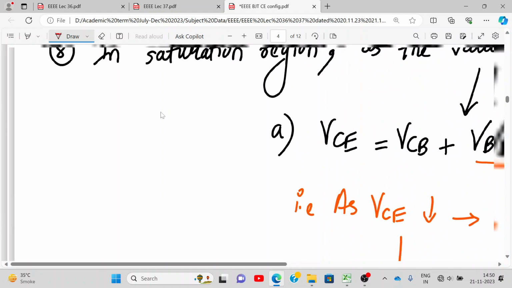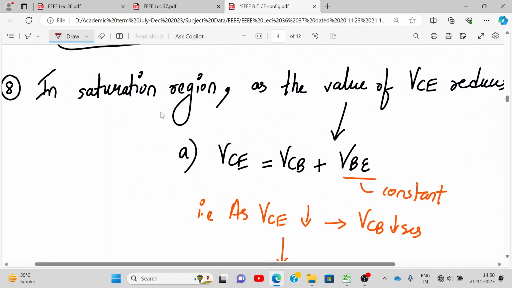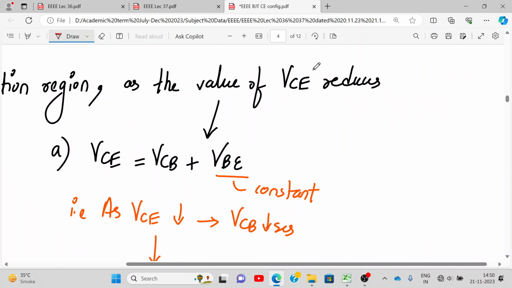So listen to the explanation. In the saturation region, as the value of VC reduces, you see in the saturation region, this is the graph, right? This is the yellow region, right? So what is happening? Your VC is reducing.